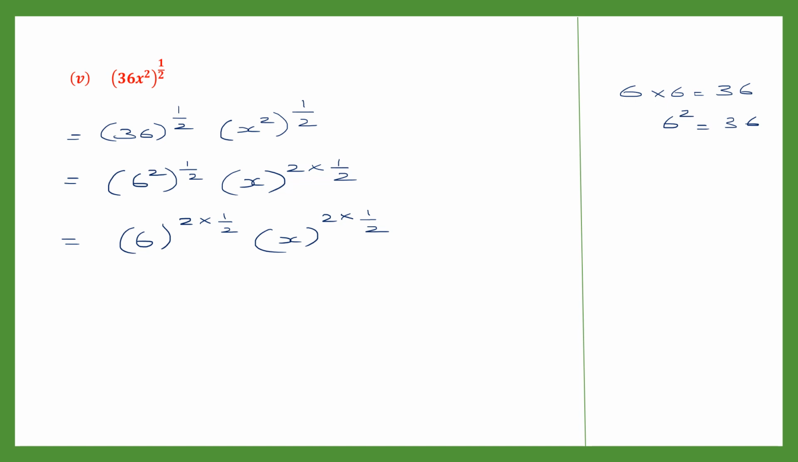Now can you see we can cancel this. We can cancel this 2 and this 2. Here also this 2 and this 2. So what do we have here? We have 6 raised to the power of 1 which is 6 itself, and x raised to the power of 1 which is x itself. So what is the final answer? 6x.